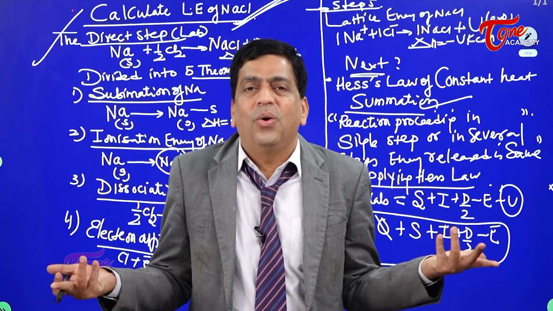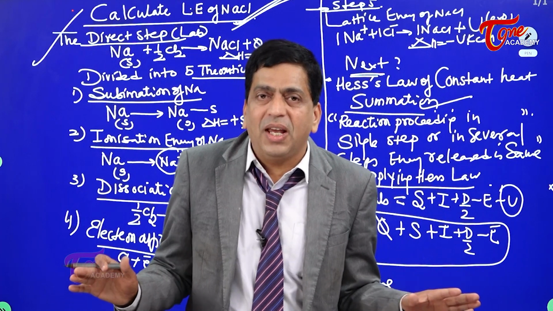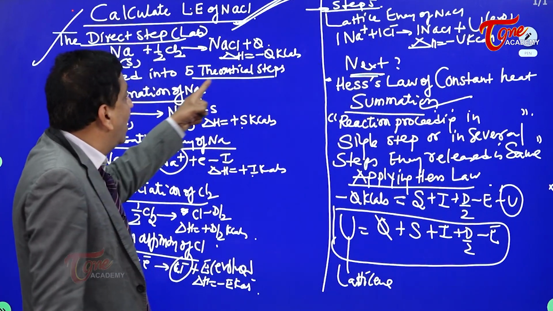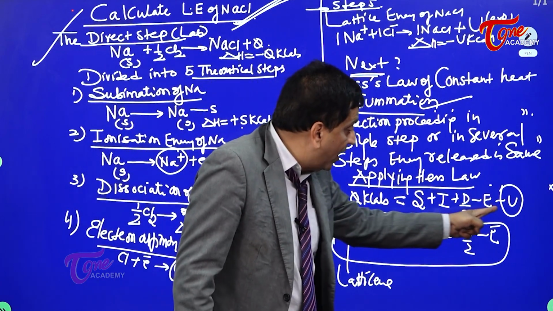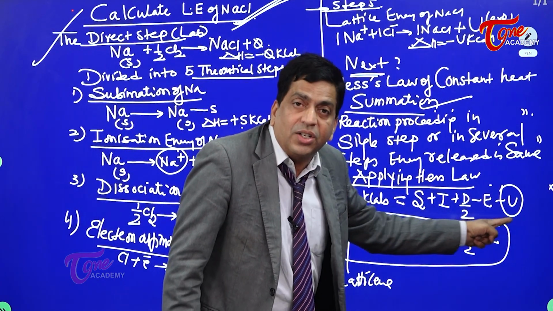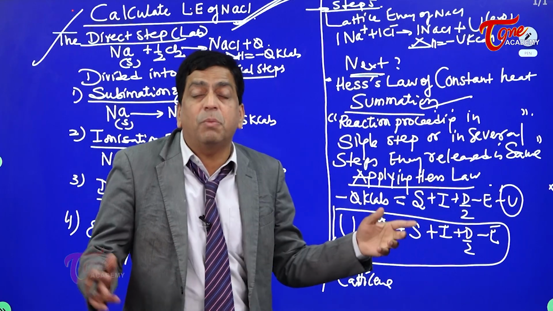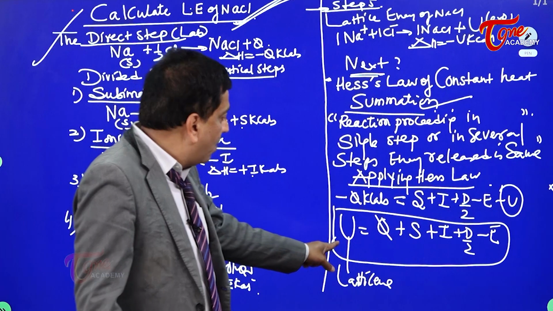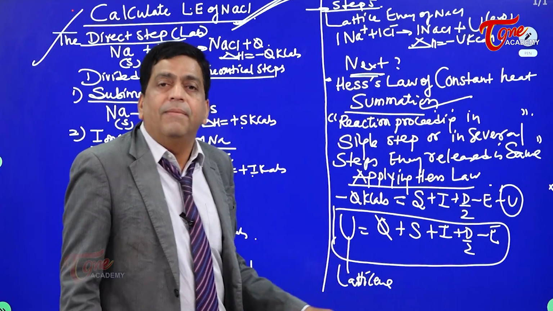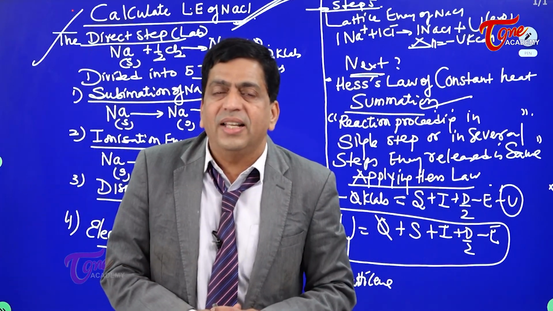Right? So what is Hess's law telling me is the energy released in single step or in several steps, the summation of the energies released in all the theoretical steps will be equal to the energy released in the experimental step. Using that, I have determined what? U. Right? That is how I determine what? The lattice energy of NaCl.